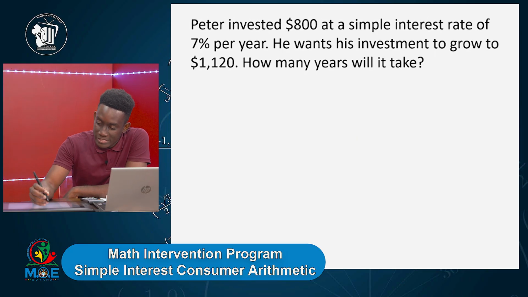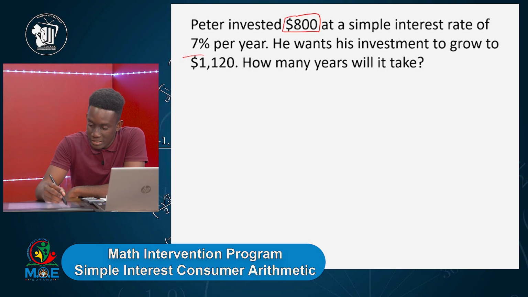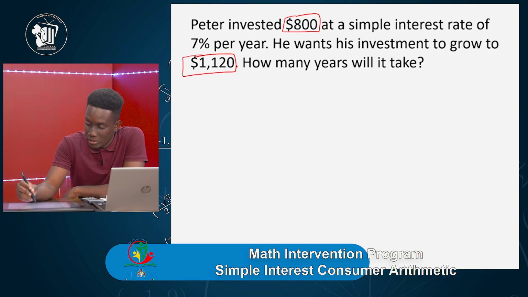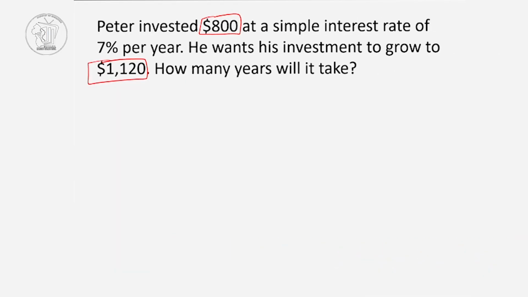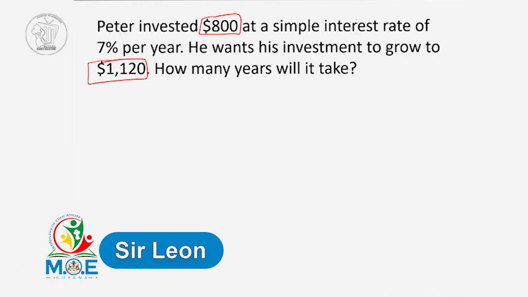So we see Peter invested $800 and he wants his investment to grow to this. And they want to know how many years it will take. So first things first, this money that it will grow to, the extra money between that and the 800, that will be the interest. So we can say the interest would be 1,120 subtract $800, and that would be the interest.